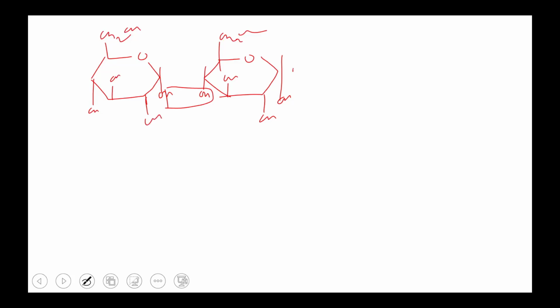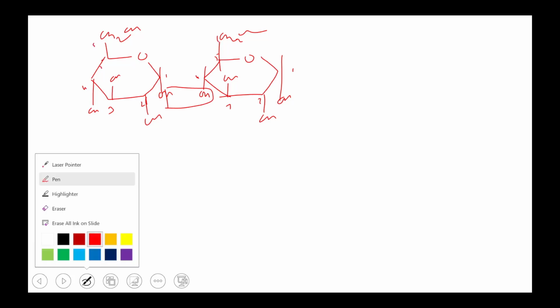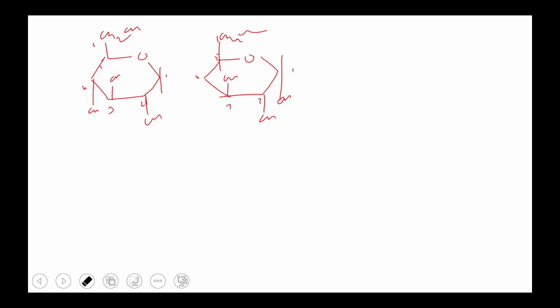So here this is the first carbon, second carbon, third carbon, fourth, fifth. Okay, this is the first, second, third, fourth, fifth, and sixth. So there is a linkage formed between these two, with water being removed. So this is the O-glycosidic linkage, or you can say alpha 1,4 glycosidic linkage.